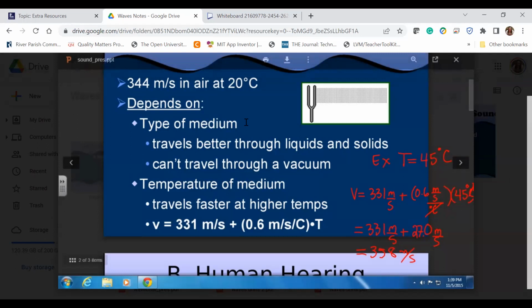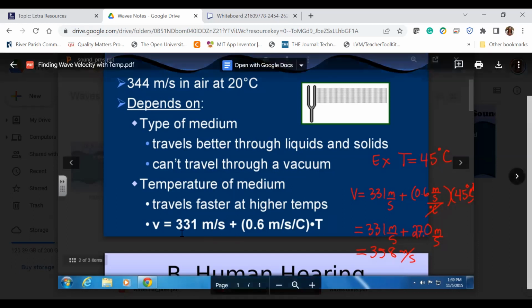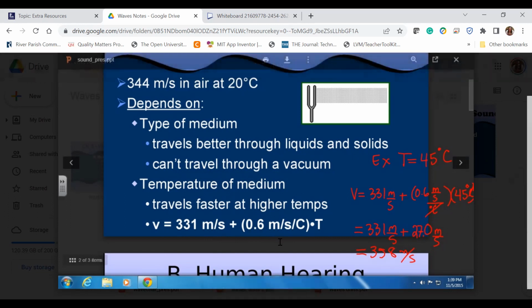Sound travels better in solids, then liquids, then gases. And sound has to have a medium. It cannot travel in a vacuum. Remember, light can travel in a vacuum, but sound must have a medium. How fast the sound will travel also depends on the temperature of the medium. So from this formula we can determine how fast our sound wave is going to travel.